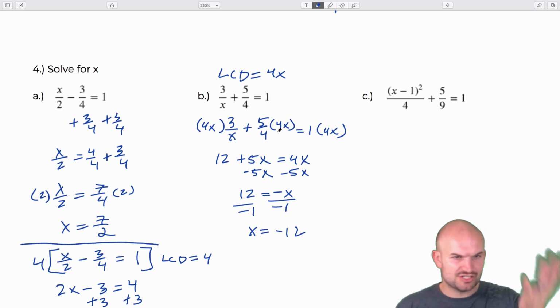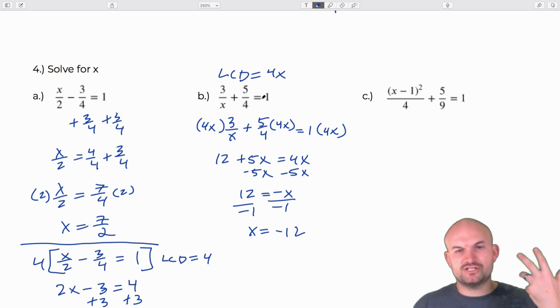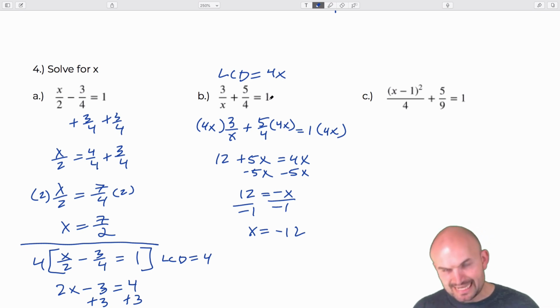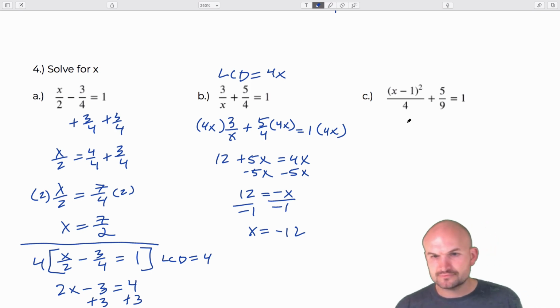Okay, so again, just different ways. You can always use fraction operations or look into identifying the LCD and just multiplying everything by that. The main thing is you're going to have to multiply by x eventually in this problem because you can't solve for x in the denominator.